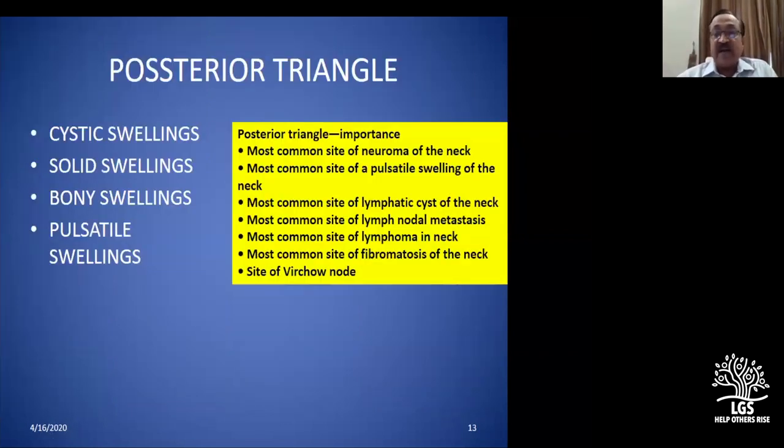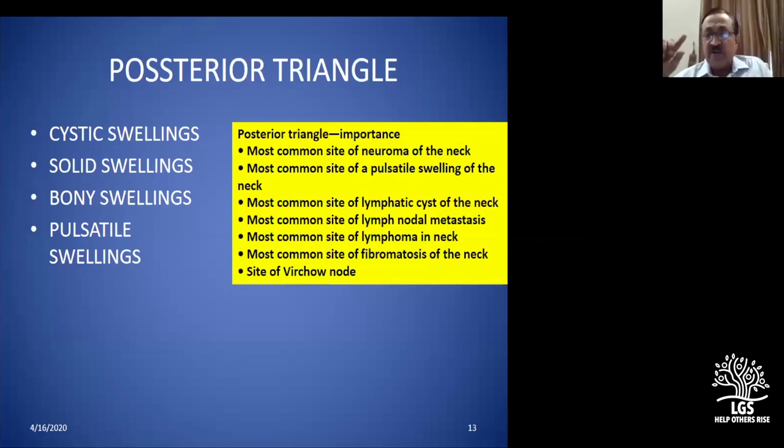Now with this background, we'll move on to the posterior triangle. Remember, in this yellow box on the right side, the posterior triangle is the most common site of a neuroma in the neck, the most common site of a pulsatile swelling, the most common site of a lymphatic cyst, the most common site of lymph nodal metastasis, of a lymphoma of the neck, and also of a fibromatosis in the neck.